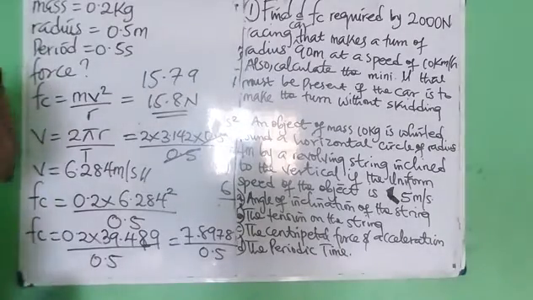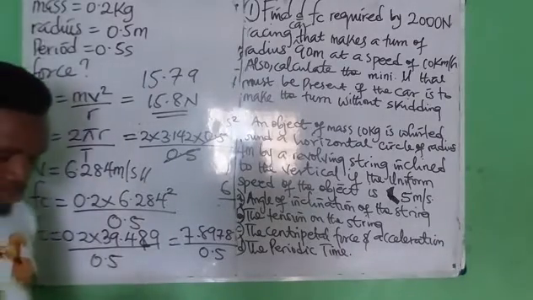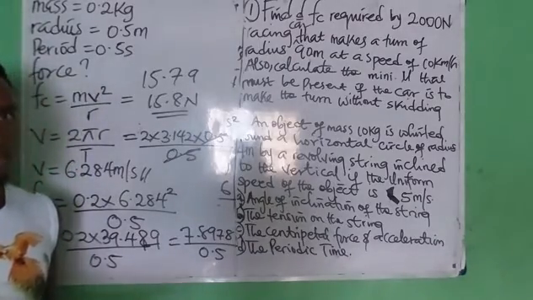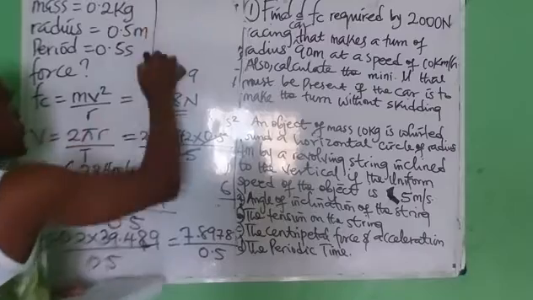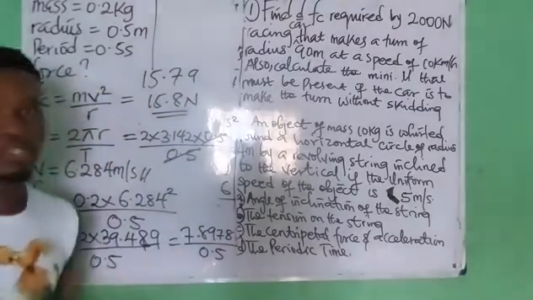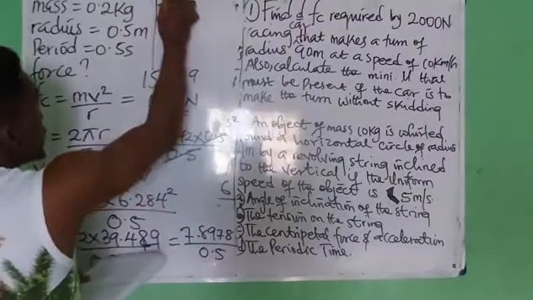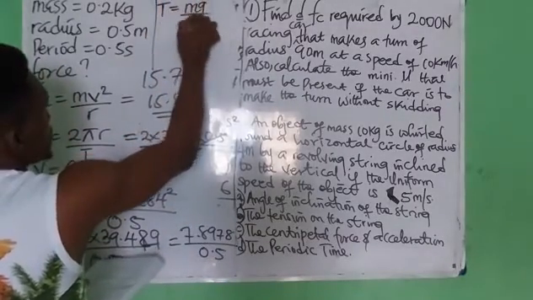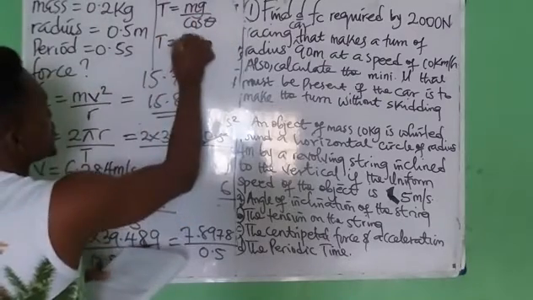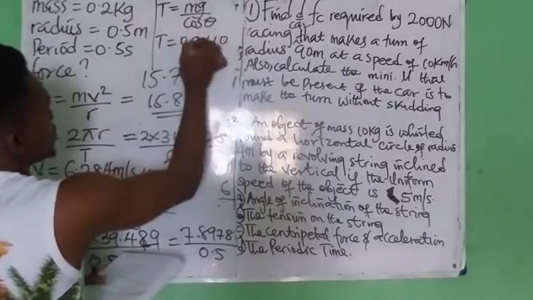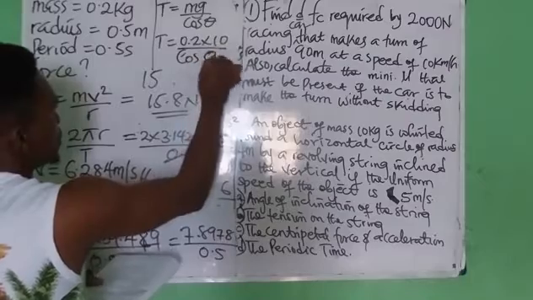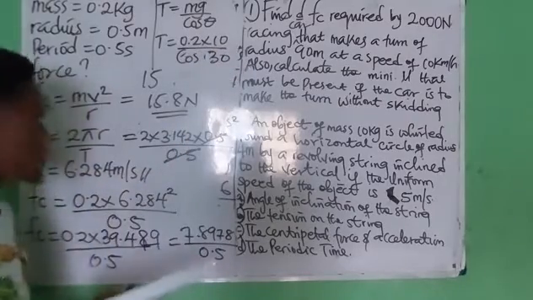Then question 2, 6.2. They said a body of mass, whatever, you have the question in your textbook. I'll solve it. Calculate the tension on the string. To calculate the tension on the string, it is mg over cos theta. So tension equals the mass given, 0.2, times 10, over cos 30. Cos 30 should be 0.8660.